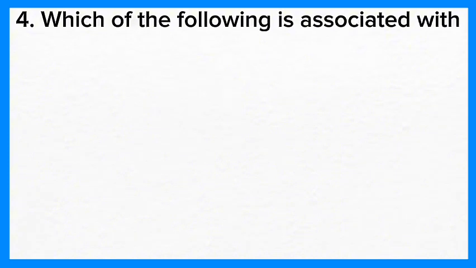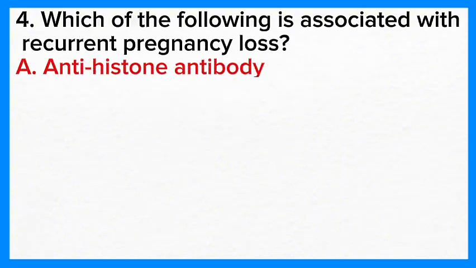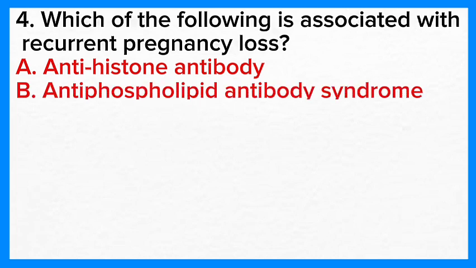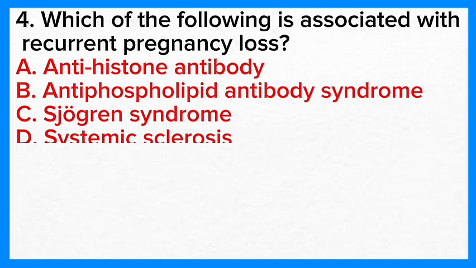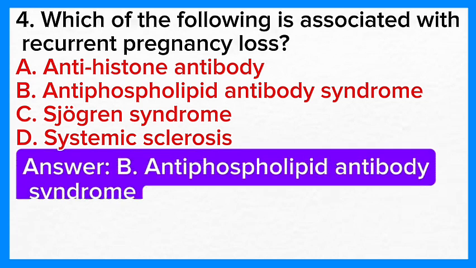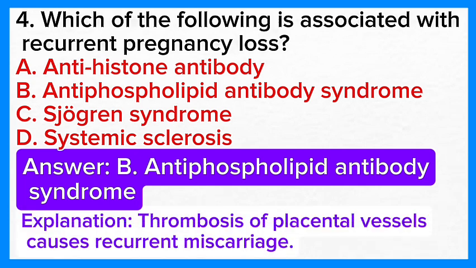4. Which of the following is associated with recurrent pregnancy loss? A. Antihistone antibody, B. Antiphospholipid antibody syndrome, C. Sjögren syndrome, D. Systemic sclerosis. Answer: B. Antiphospholipid antibody syndrome. Explanation: thrombosis of placental vessels causes recurrent miscarriage.